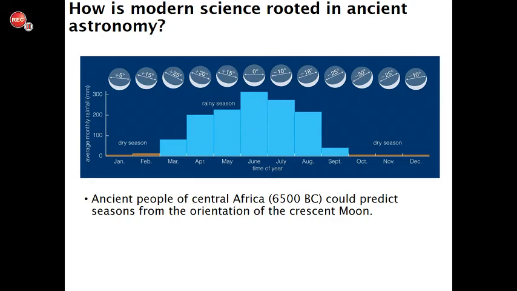So as it orbits around, our perspective of it changes. And what they did was they looked at the crescent moons and looked at the rough angles and noticed that it was in a cycle. And so they could match up those cycles and use that to predict their dry and rainy seasons.